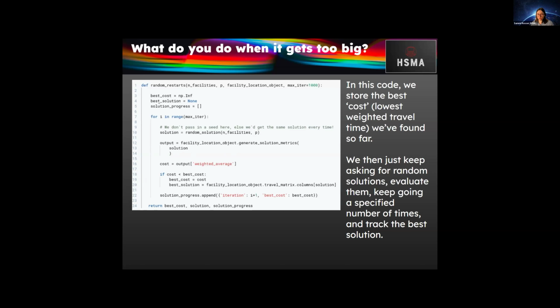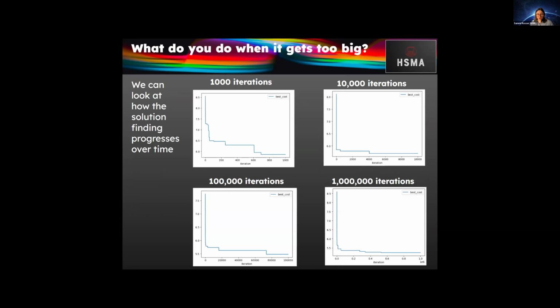And then to our solution progress list, we go, right, this is iteration 1, and at this point the best cost I had was an average weighted travel time of 30 minutes. On solution 500, we actually managed to find a better one just purely by chance. Then the best cost was changed, and so on and so forth. So I'm going to show you a visualization of that. Here we can see how the solution finding progressed over time. We had 1,000 iterations, and on the first solution the weighted average travel time was 8.5 minutes. After a couple of solutions, maybe solution 2 or 3, the next best travel time we found was 7.3 minutes, weighted average travel time for that combination of clinics. About 50 solutions in, the best travel time we found was 6.5.